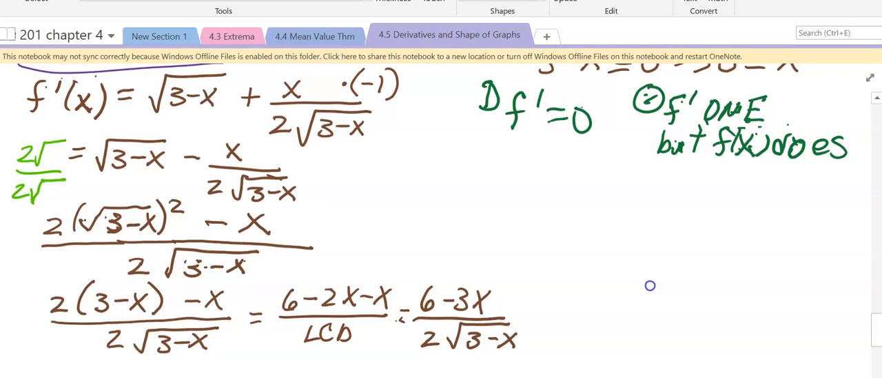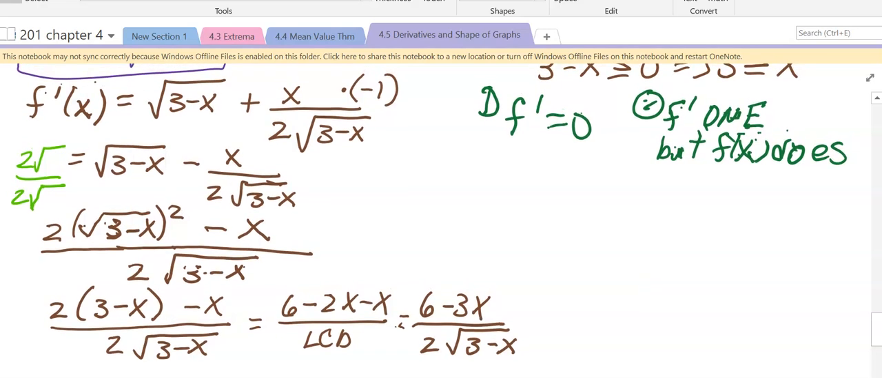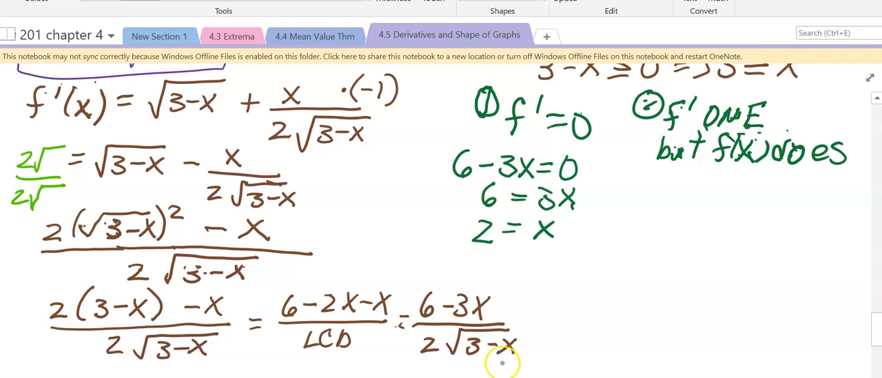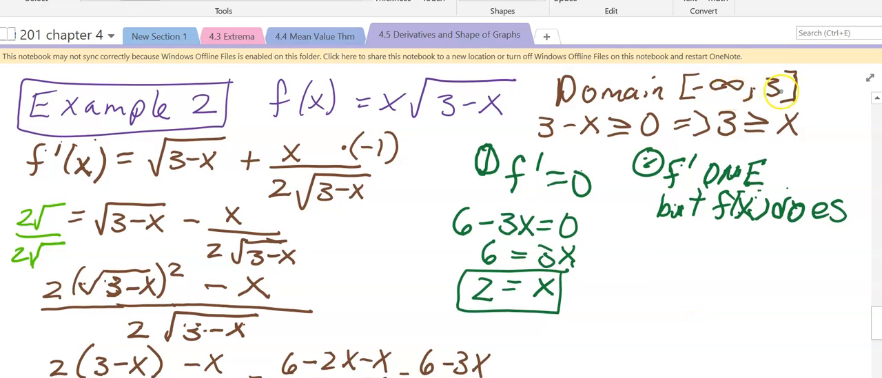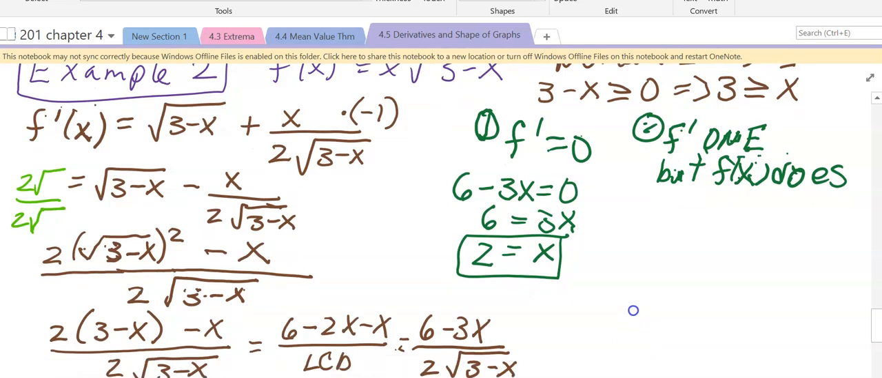Okay, now let's analyze the first case. When is the first derivative going to be 0? This will occur when the numerator is 0, but the denominator is not. If I set the numerator equal to 0 and solve, I get 6 equals 3x, or x equals 2. When x equals 2, the denominator is not 0, so x equals 2 is definitely one critical point. When would the derivative not exist, but the function does exist? Remember that the domain of the function is negative infinity up to 3 and includes 3.